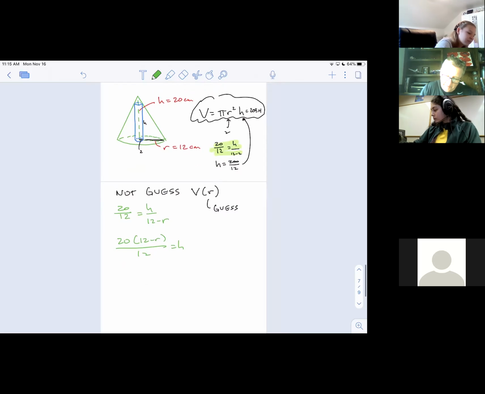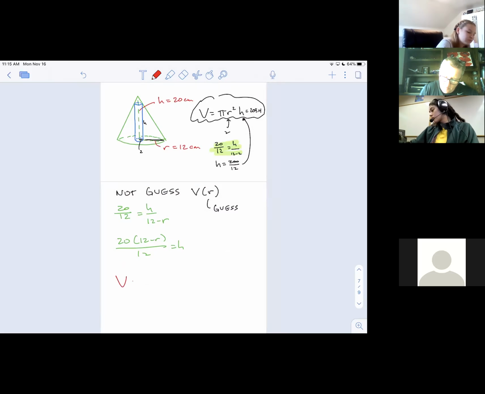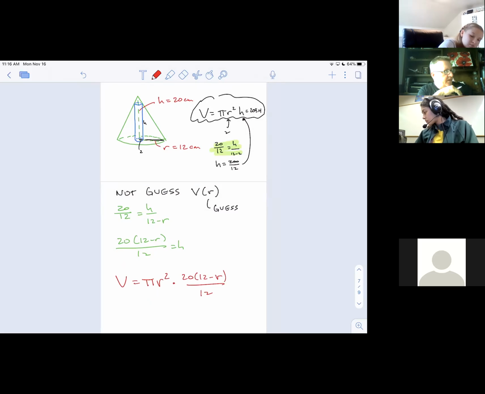So basically now I can say, here's my function, here's my equation. I can say v is no longer pi times radius squared times height, because now I can replace height with what we just figured out height was equal to, which is 20 times 12 minus r over 12. And so that equation only has one unknown in it.